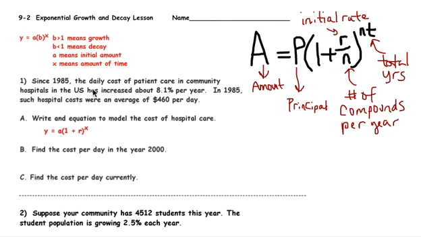Okay, so number 1 says, since 1985, the daily cost of patient care in community hospitals in the U.S. has increased about 8.1% per year. In 1985, such hospital costs were an average of $460 per day. Write an equation to model the cost of hospital care. All right, and this right here is kind of the formula we're going to use, which looks very much like this over here. All right, so if we have to write an equation, we're going to start out with y equals.